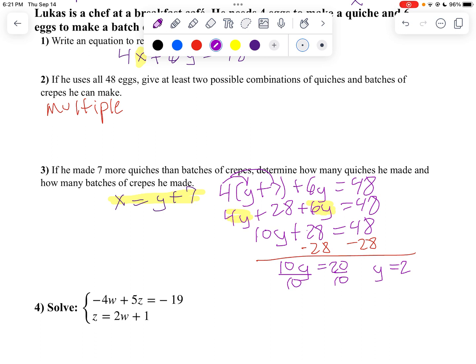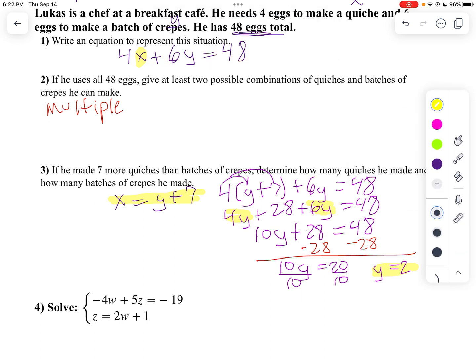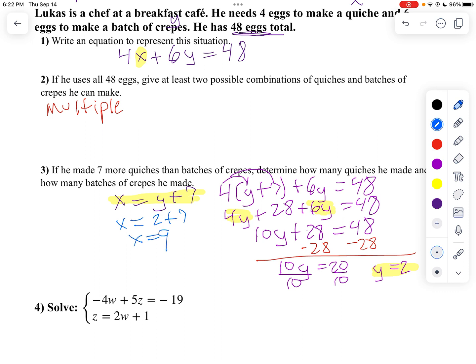Now, how do I find x? Well, I'm going to replace y. I could use either equation. So I'm going to replace y with 2. So I'm going to say x equals y, which is 2, plus 7. That'll be x equals 9.